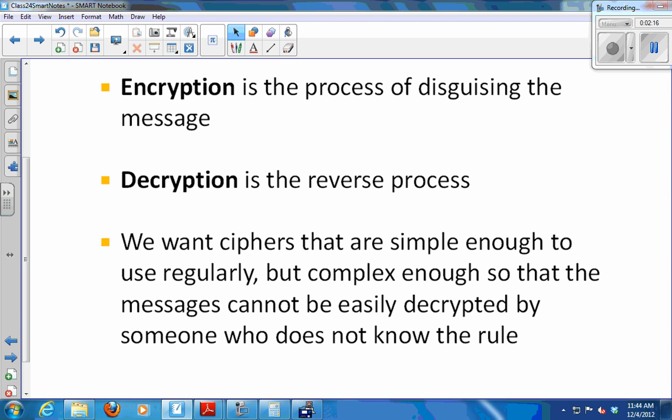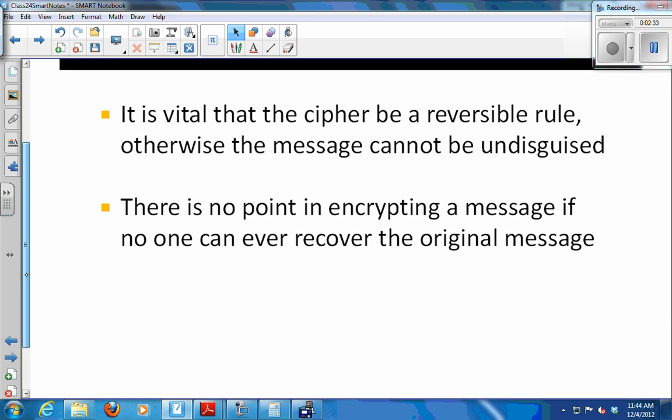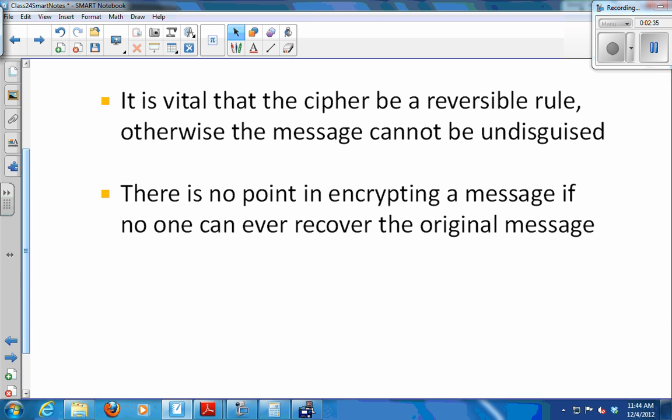We want ciphers that are simple enough to use regularly, so that it's not really difficult to disguise the message, but complex enough so that it's not easily decrypted by someone who doesn't know the rule. And it's really vital that the cipher be a reversible rule. Otherwise, the message can't be undisguised, and there's no point. If you send it to someone and they can't figure out what it says, then there's no point.